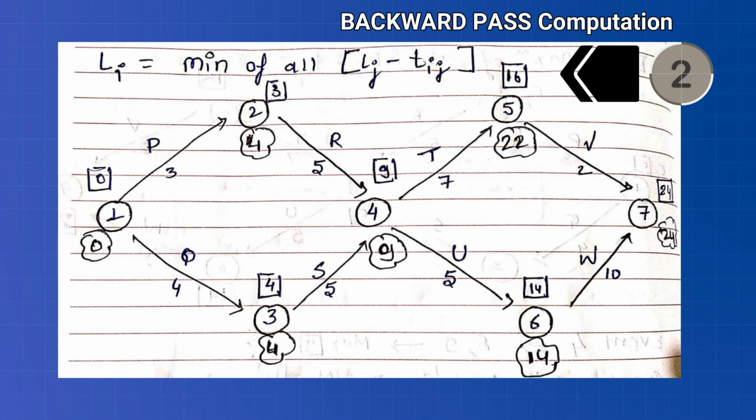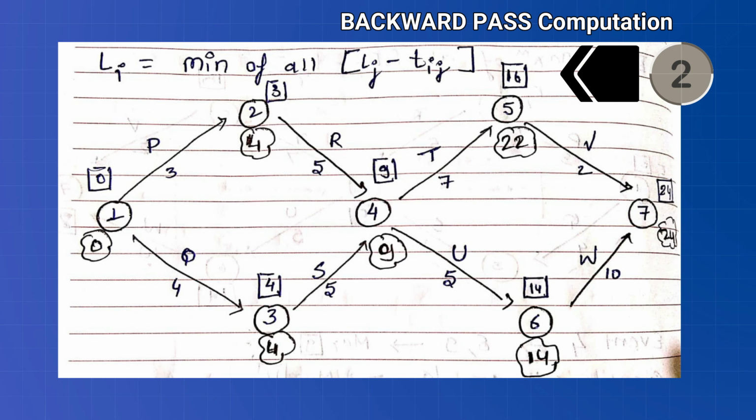Now for the next step, we are going to do a backward pass. Here, Li is the minimum of all Lj minus Tij. Here, only for event 4, we have to calculate because other values will come just by subtracting. Now for event 4, there are two routes, 7-5-4 and 7-6-4, whose corresponding time values are 24 minus 2 minus 7, that is 15 for route 7-5-4, and 24 minus 10 minus 5, that is 9 for route 7-6-4. So the minimum would be taken for backward pass, that is 9, so we will take 9 here.